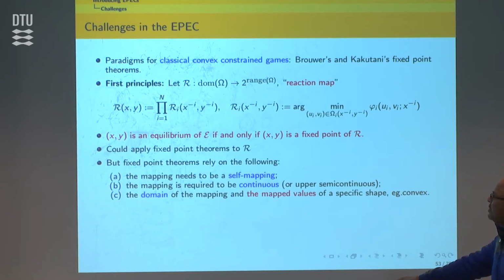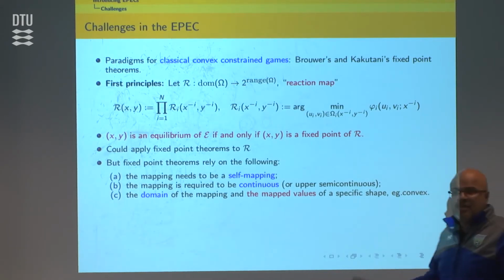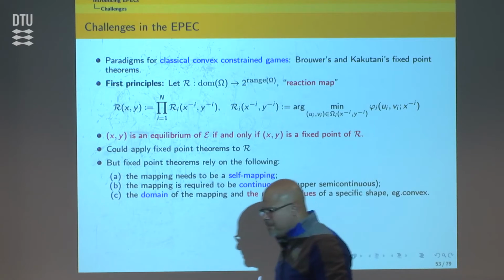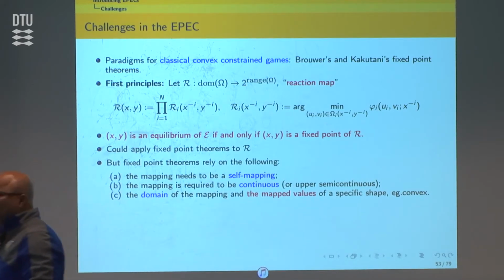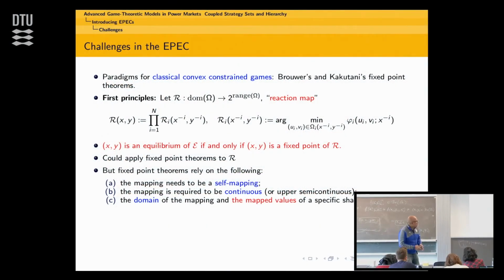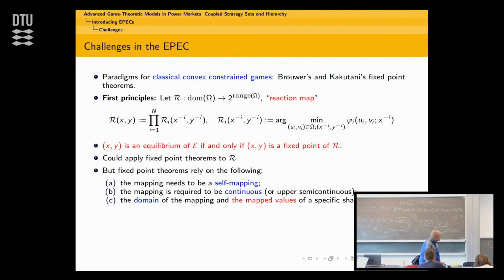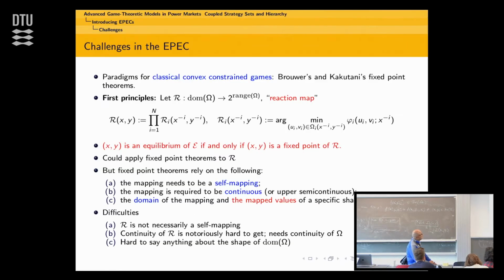Not true in general. The domain of the mapping and the mapped values have to be of a specific shape. Convex, or a weakening of convex. In topology, there's something called contractible, which is a weakening of convex. Right? So there are ways that you can kind of deal with some of these weakenings, but still, we don't even know if these things hold.